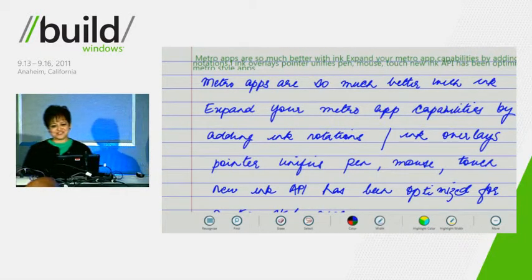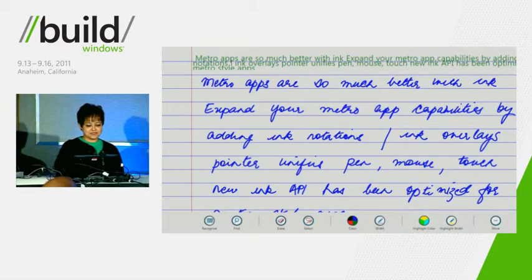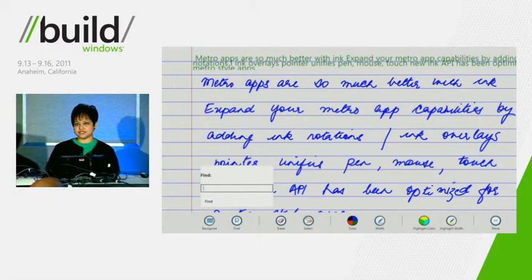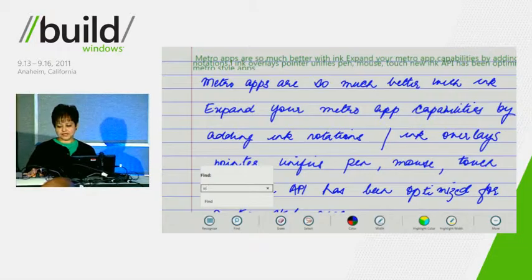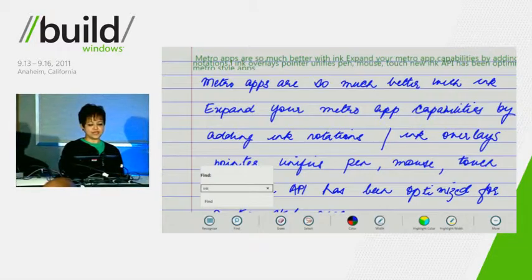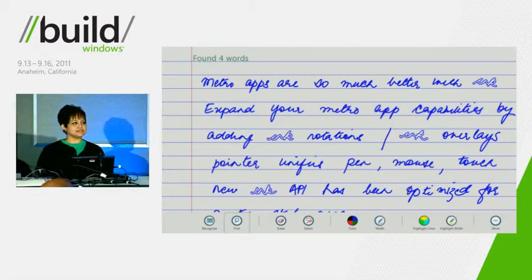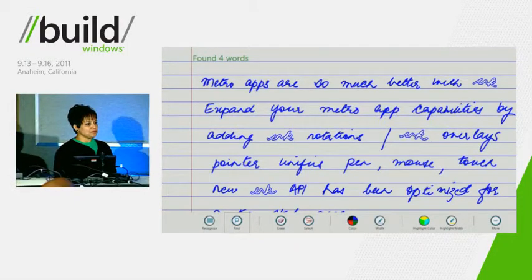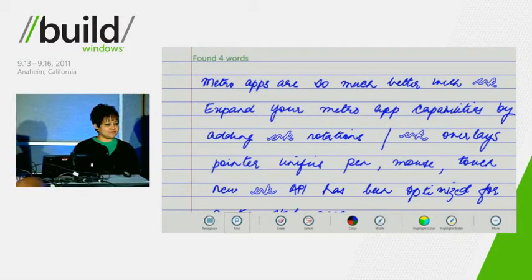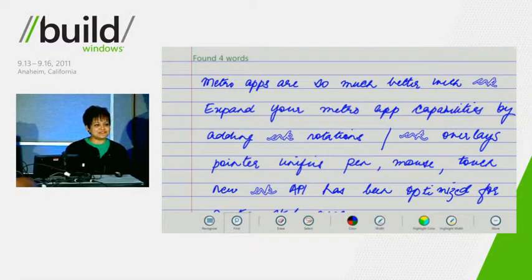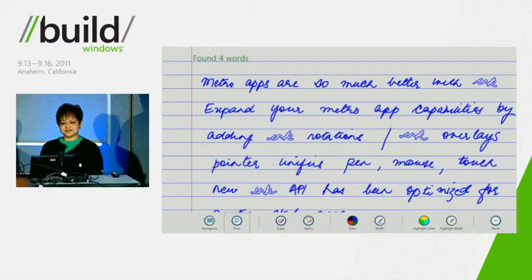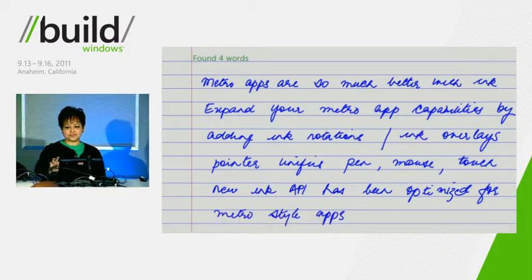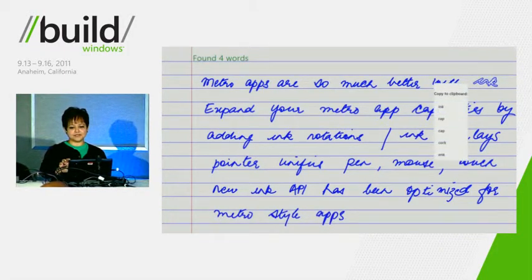So now I want to know where I have mentioned ink. So I bring up the find, and it says, hey, you mentioned it 4 times. And you can notice that it's not consistently written, but it's kind of recognized. So let's go to the first one. What were the alternates offered here?